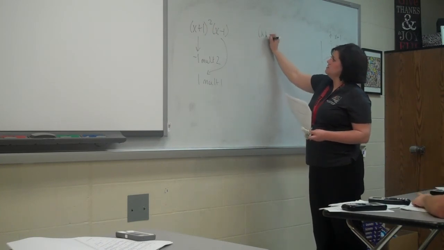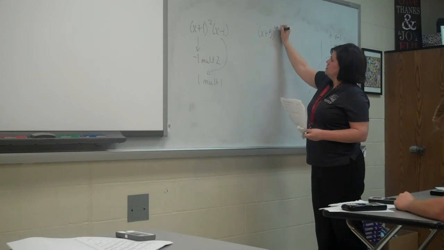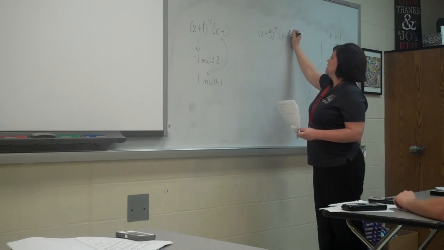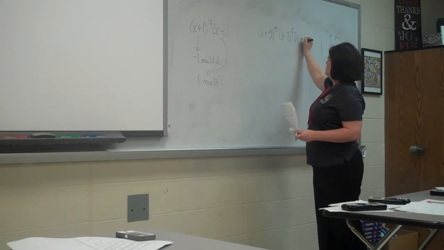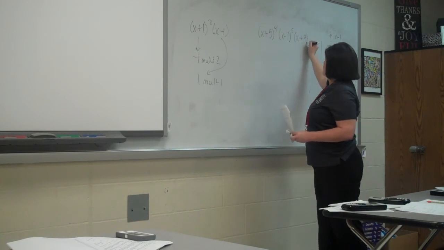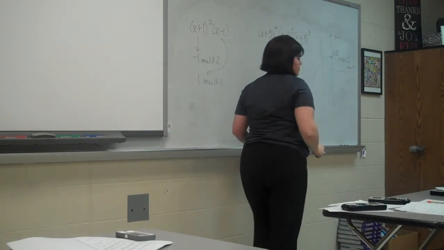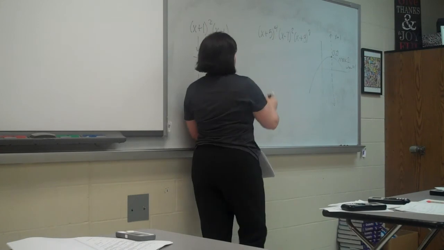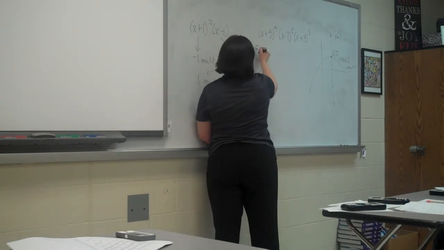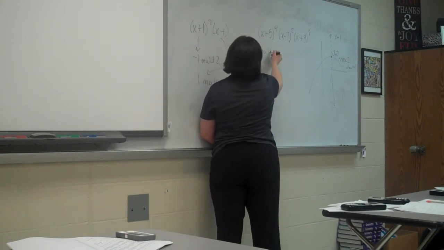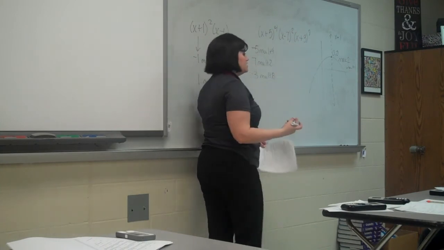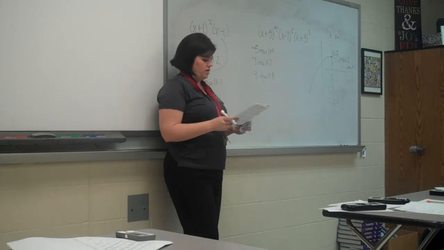If I had this, alright, let's just say I had that. What would my zeros be? Negative 5 with multiplicity of 4. Negative 7, or 7. Negative 3, 8. That's what it'd be. There's not a number on the outside, it's a 1. Multiplicity of 1.